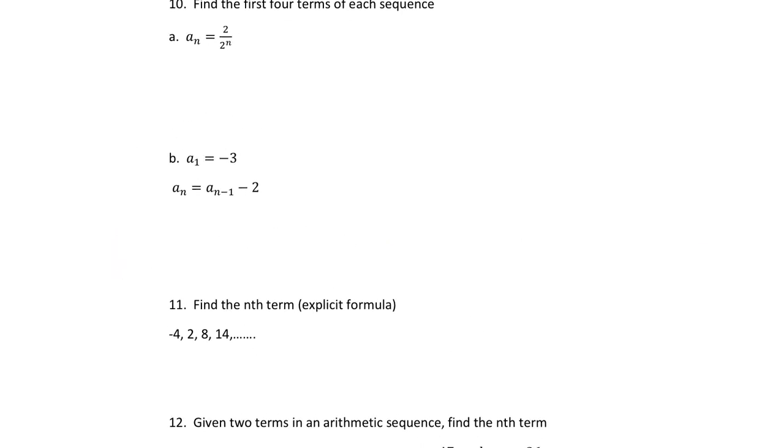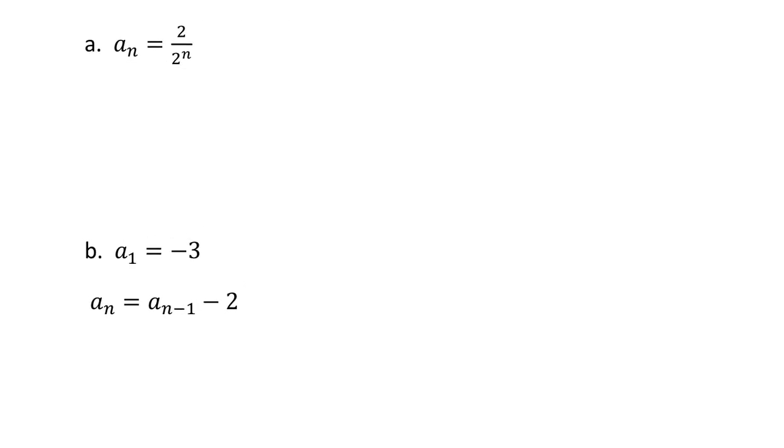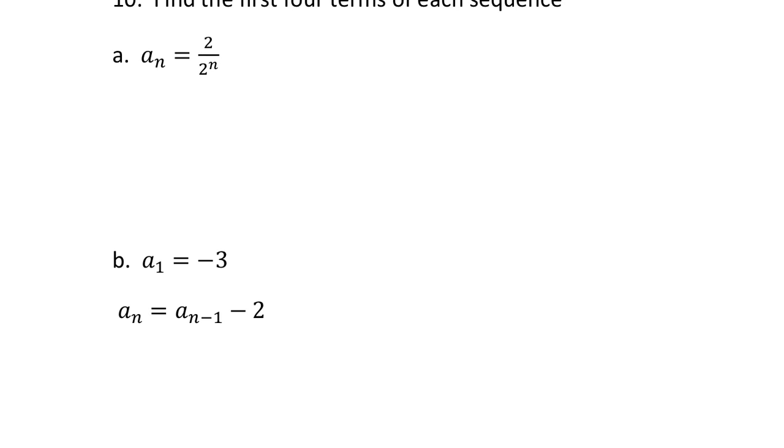Now we get into questions from Chapter 8. You will have a formula sheet for formulas that you'll need to use in Chapter 8. Question number 10 is from Section 8.1. Find the first 4 terms of each sequence. This is an explicit formula, or an nth term. This part B, remember, is a recursive formula. But for both of them, you're just listing the first 4 terms.